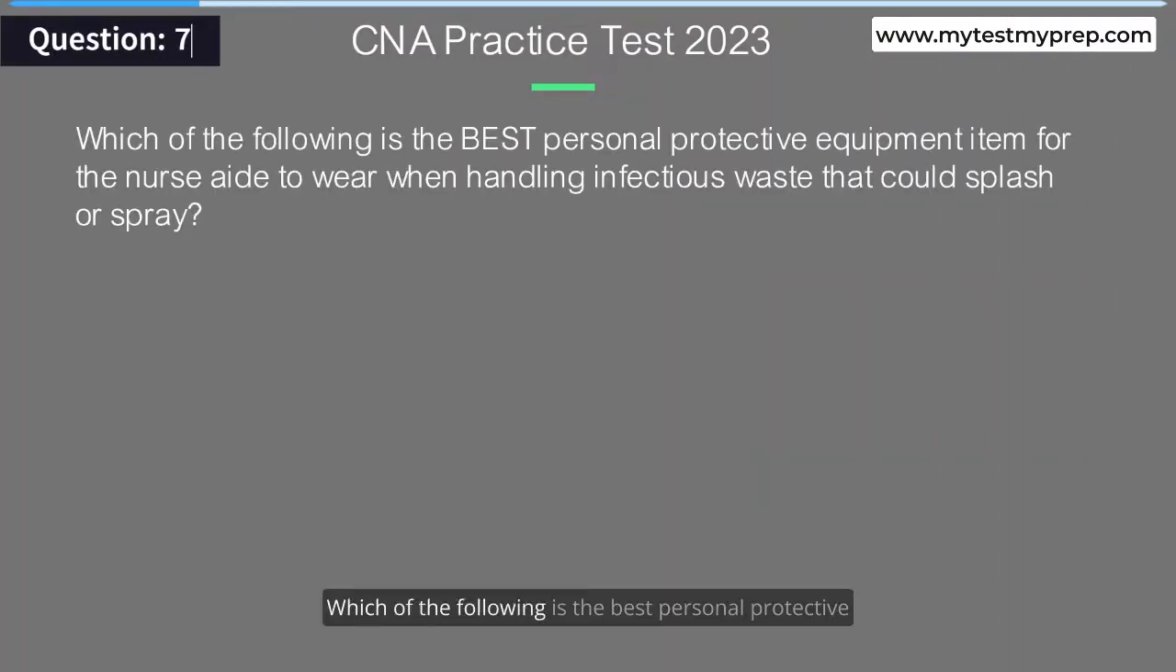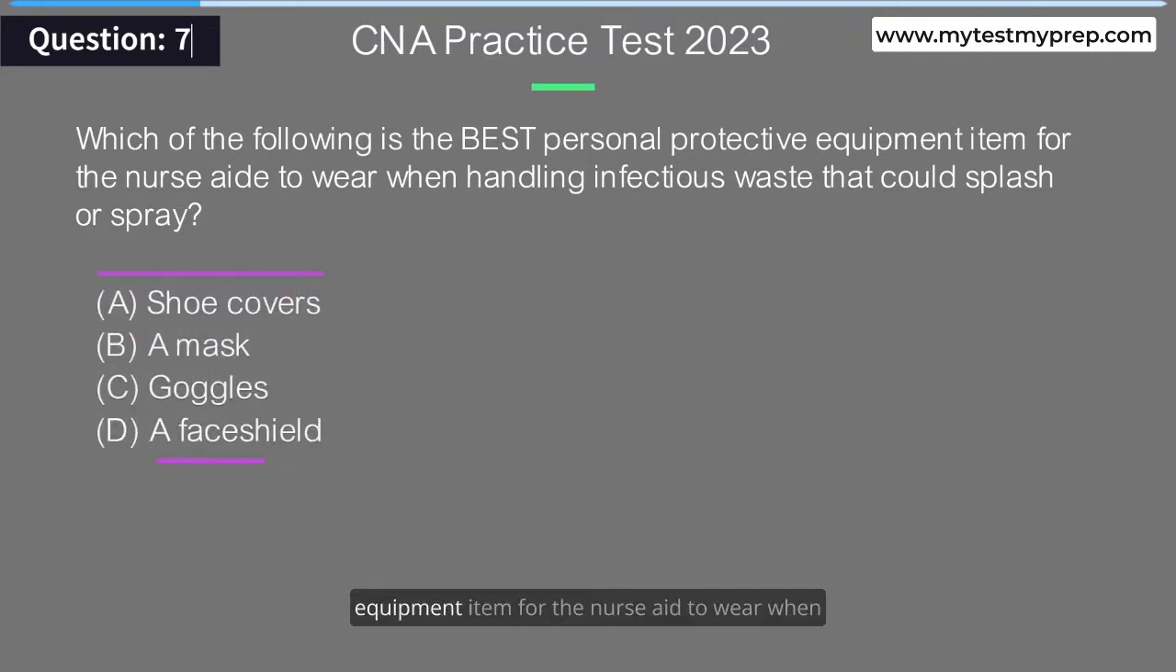Which of the following is the best personal protective equipment item for the nurse aide to wear when handling infectious waste that could splash or spray? A. Shoe covers. B. A mask. C. Goggles. D. A face shield. Answer D. A face shield.